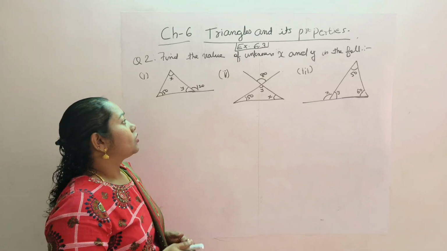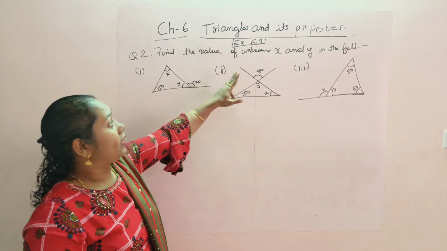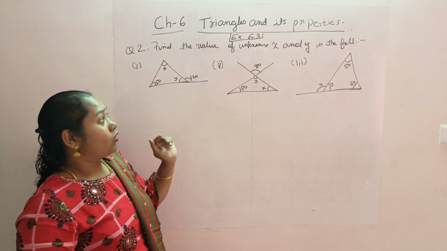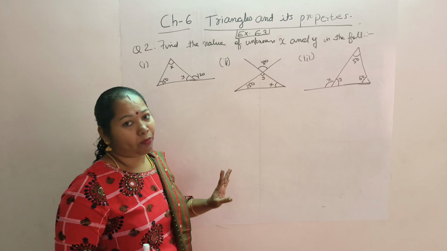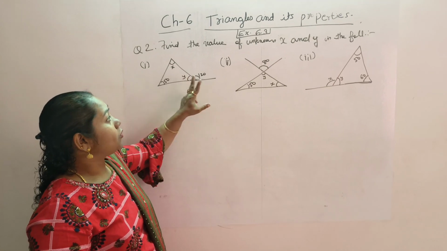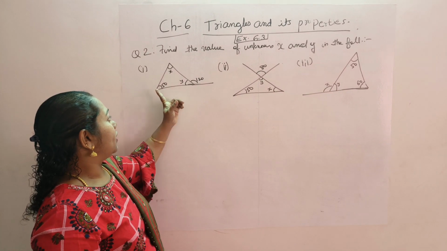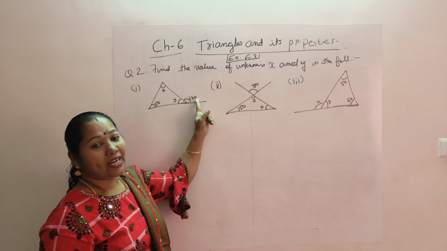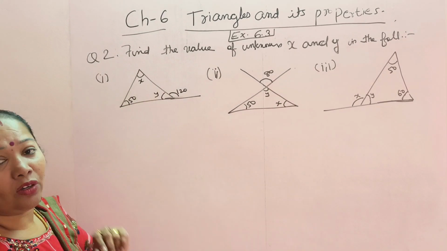Okay. So in question number 2, we have to find the value of x and y. In the previous sessions, we already informed you about the exterior angle property and the angle sum property. So this is a mixture of both of these. We have to find the value of x and y in the following. In the first question, this angle is 50 degrees, this one is x, this one is y, and the exterior angle is 120 degrees. So we have to find the value of x and y.